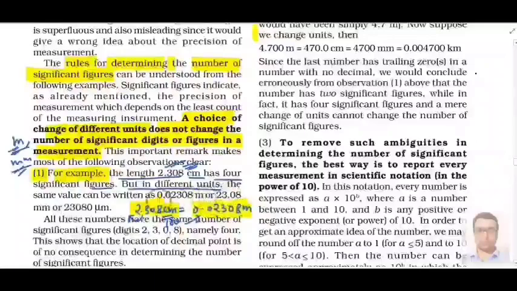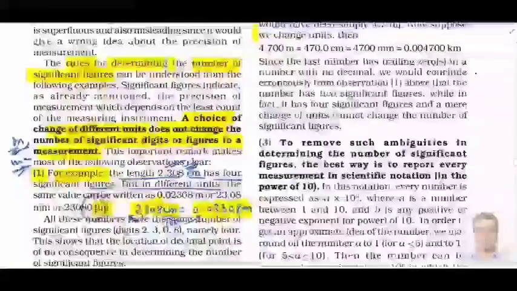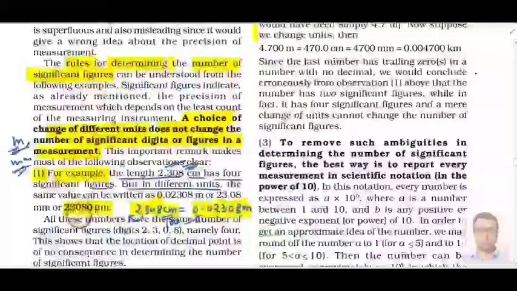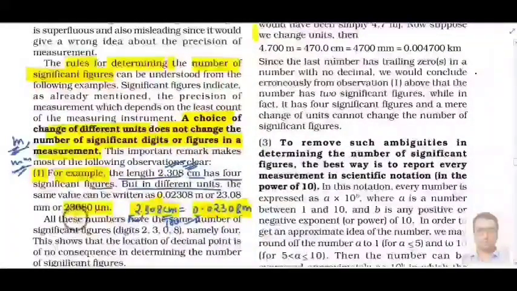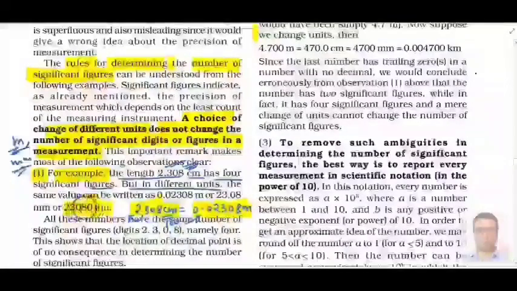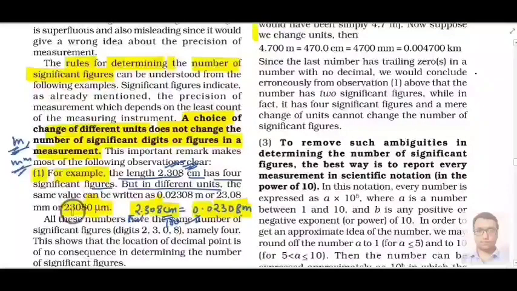For example, if you convert into micrometer by multiplying the meter value by 10 raised to the power 6, we get 23080. In this also we should have 4 significant digits. That's why this last 0 will not be counted. Only the first 4 digits will be counted as significant numbers.